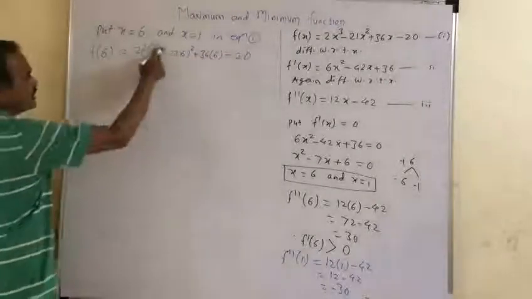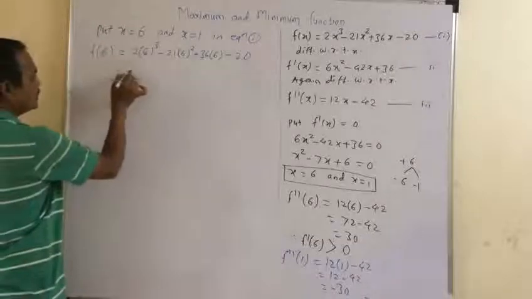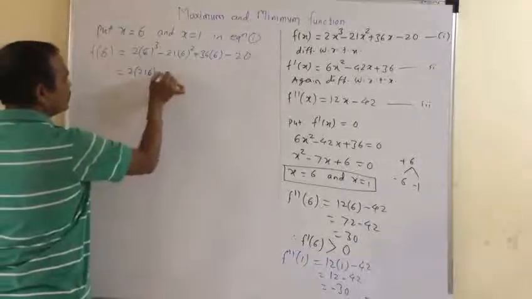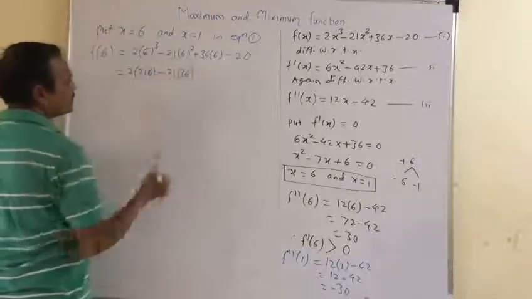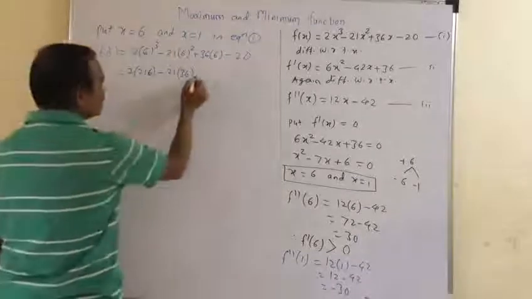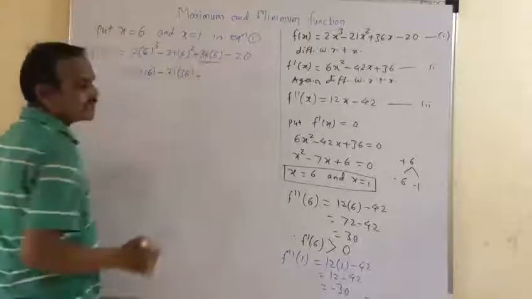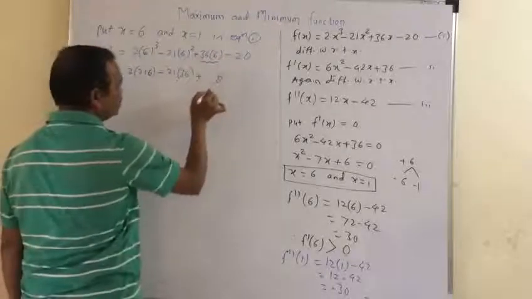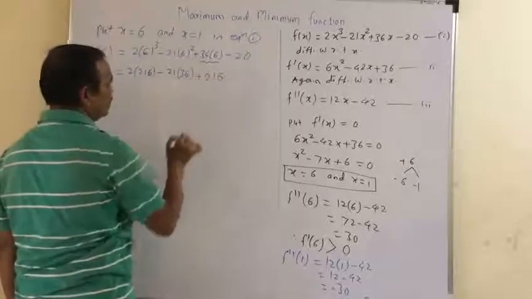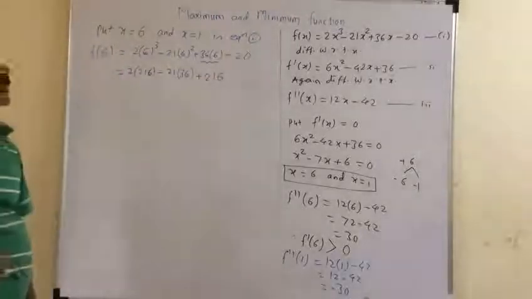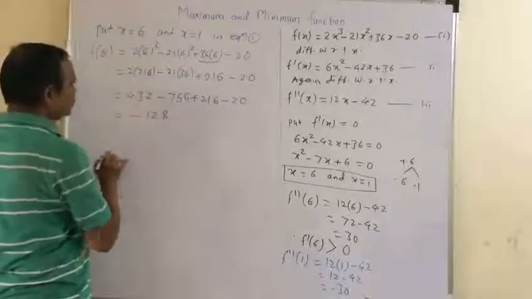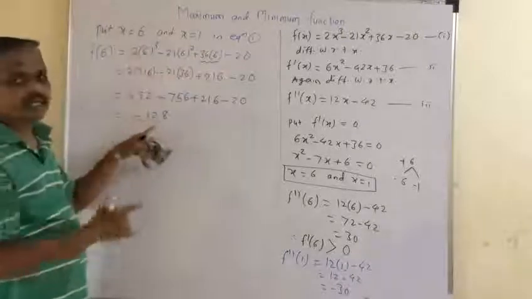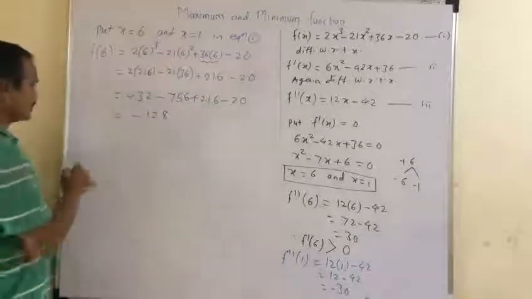Now the cube of 6 is 216. 2 times 216 minus 21 into the square of 6, which is 36, plus the product 6 times 36, we get minus 128. Now this is the minimum value of the given function at x is equal to 6.